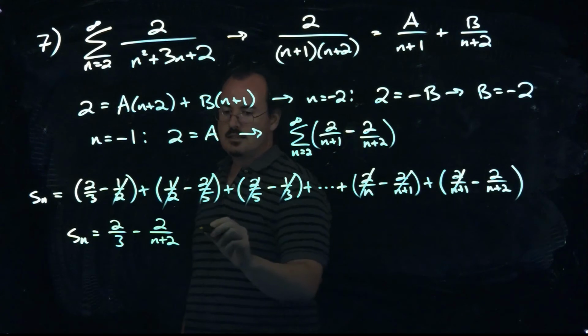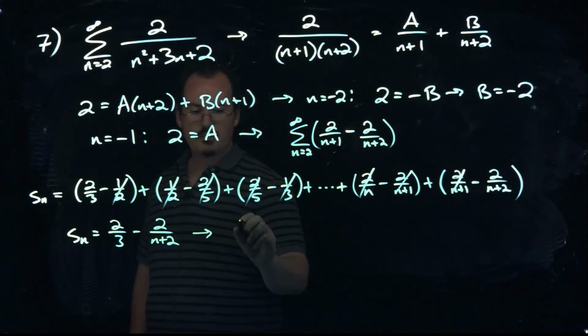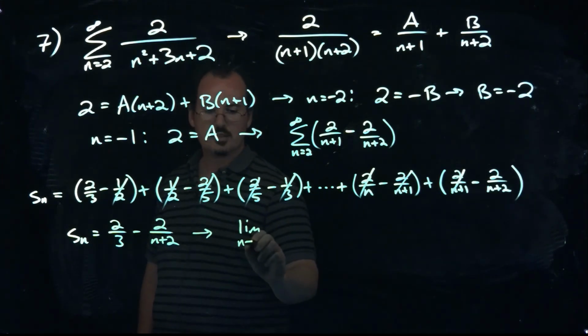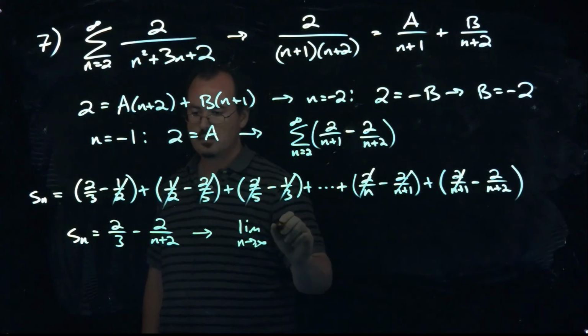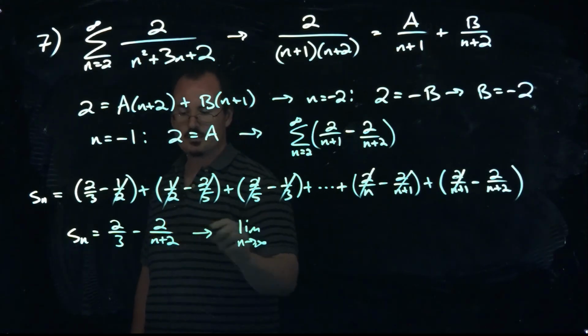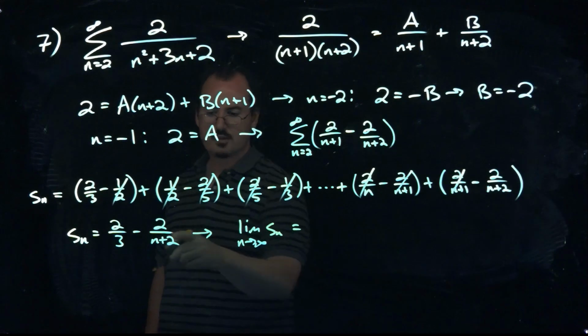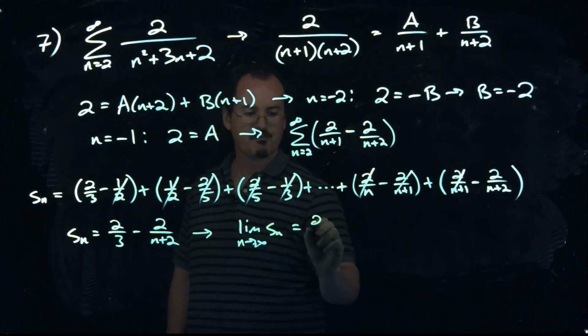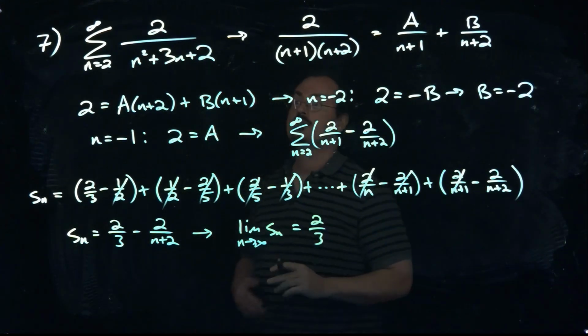Okay, and then the sum of the series is the limit of the nth partial sum. So if we find this limit, we'll see that that term is going to go to 0. This one goes away, so we're just left with 2/3. And so that then is the sum of the series.